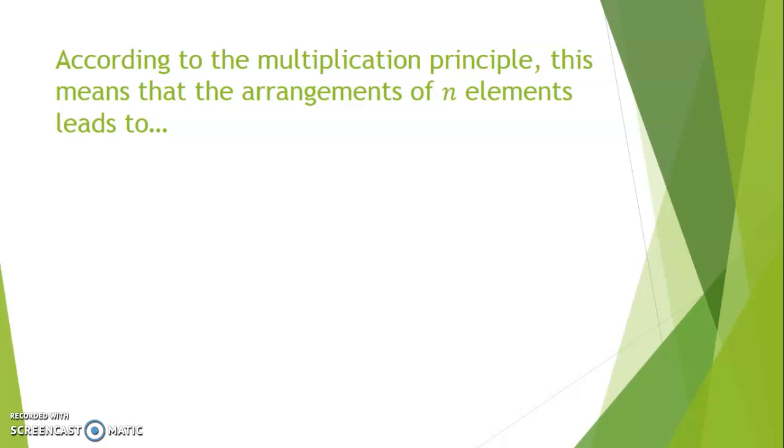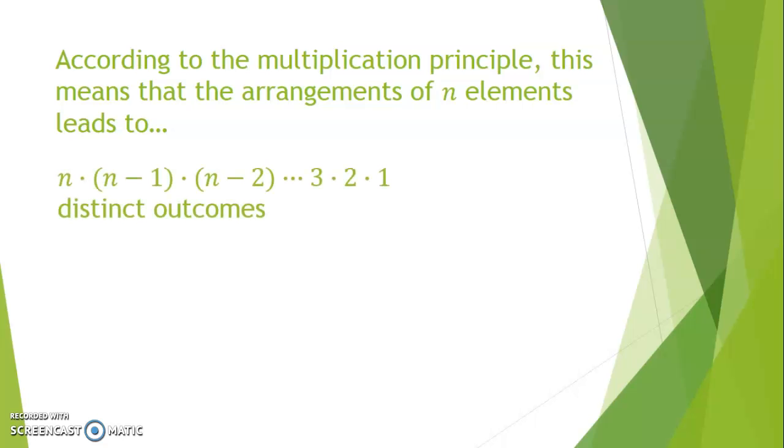According to the multiplication principle, this means that the arrangements of n elements lead to n choices of the element that will be placed first, n minus 1 second, n minus 2 third, and since all the elements are eventually positioned in specific spots, we'll eventually have 3 left to place, and then 2, and then 1. So obviously the last element is the last one that was selected. So this product of n times n minus 1 times n minus 2 times 3 times 2 times 1 are all distinct outcomes because of the orderings in which they are obtained.